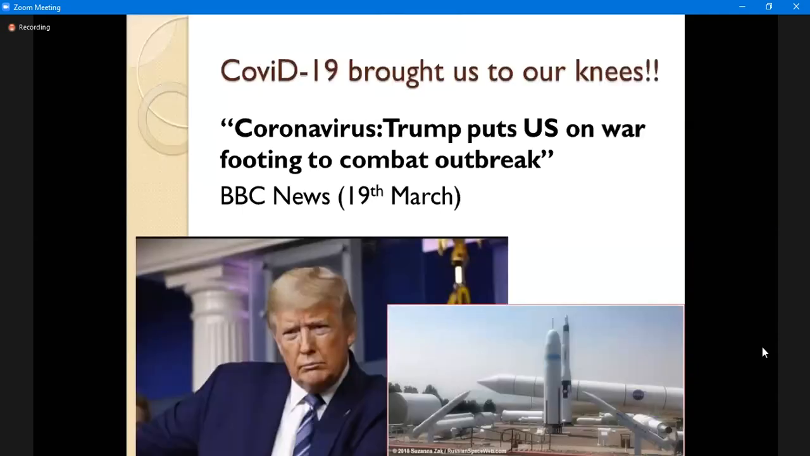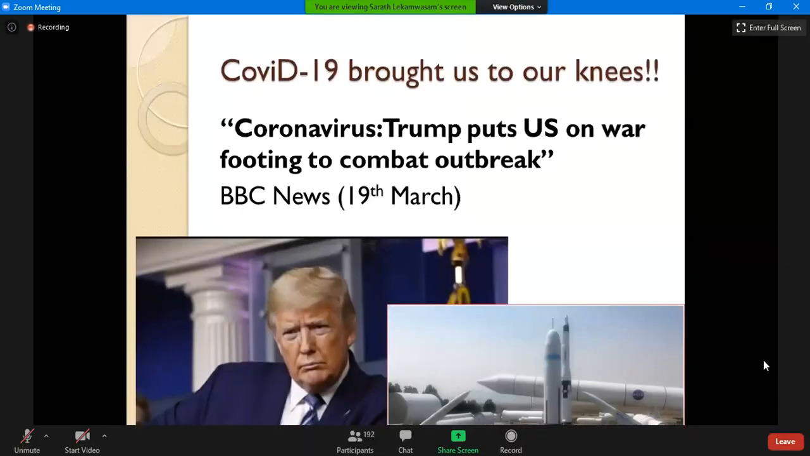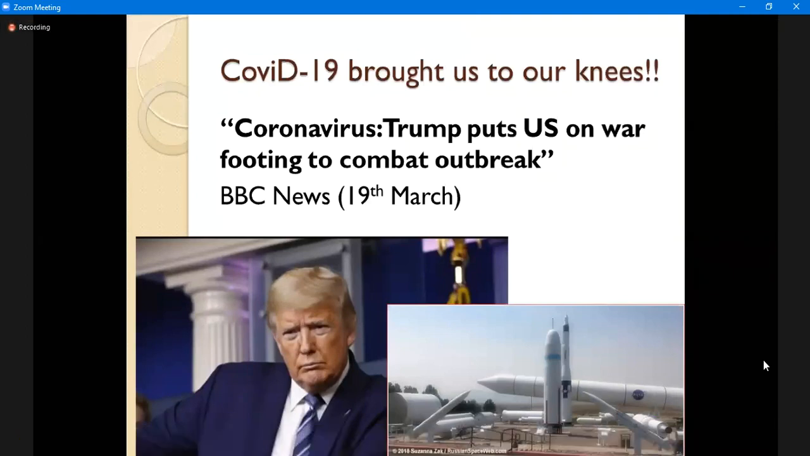Now, this is really hilarious when you see this. The USA declared on 19th of March that they put the whole country on a war footing, saying that we've got a war to fight. But then, this innocent fellow has so many missiles and rockets and everything in his possession, but can't fire a single one of those against the virus.